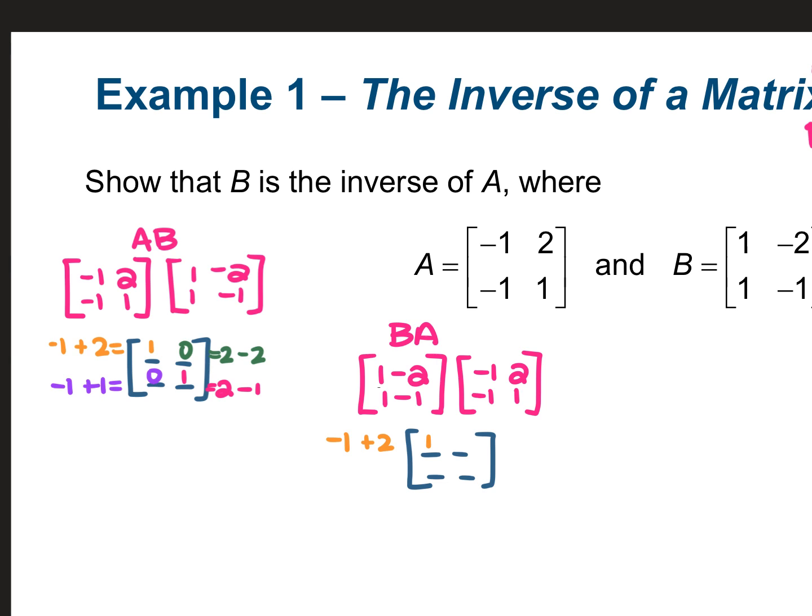Top row, second column, 1 times 2 is 2. Negative 2 times 1 is negative 2. Those add to give you 0. Bottom row, first column, 1 times negative 1 is negative 1. Negative 1 times negative 1 is positive 1. So that gives you 0. Lastly, bottom row, second column, 1 times 2 is 2. Negative 1 times 1 is negative 1. 2 minus 1 is 1. So those both give you exactly what you're looking for with those matrices of that 1, 0, 0, 1. So these two are inverses of one another.